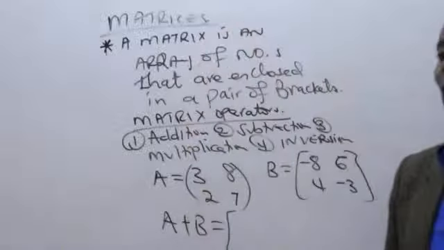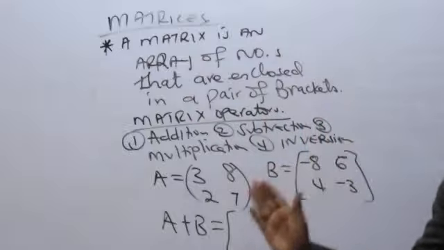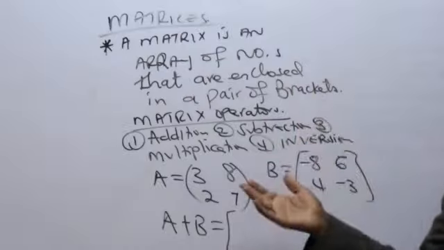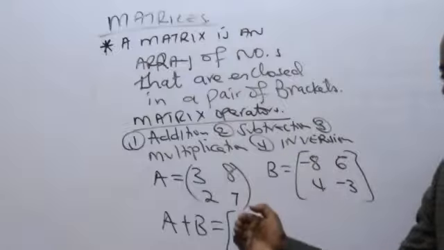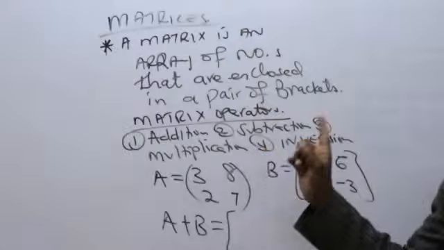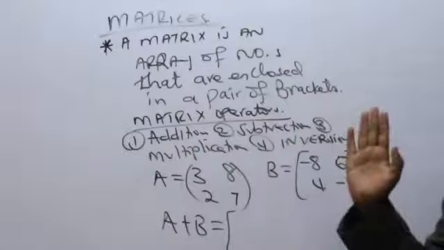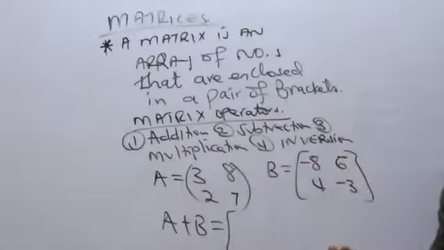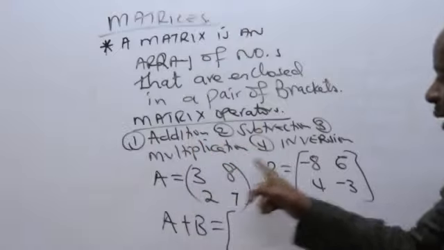How do we get to add two matrices? Remember, a matrix is an array of numbers enclosed in a pair of what here? Brackets. Under matrices, we must be good at these matrix operators. Matrix operators are four: addition, subtraction, multiplication, and number four, inversion. So ladies and gentlemen, I would want us to do these just by using a small example.